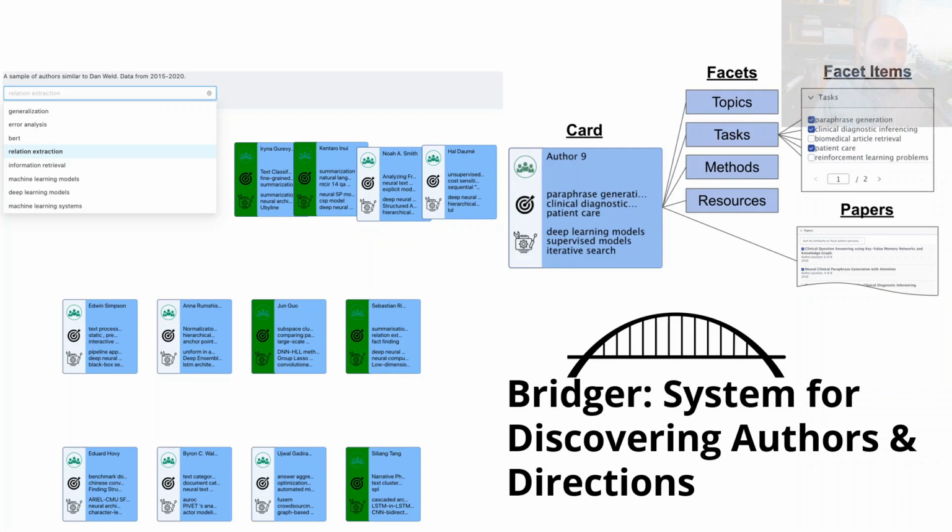We use this author representation and retrieval capability to build a system we call Bridger, where you can discover novel authors and research directions. And now I will hand it over to my co-author Marissa to talk about the user studies we did to evaluate our work.